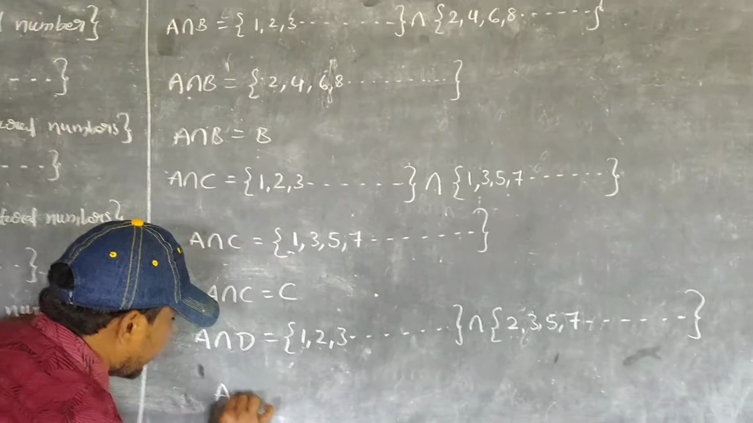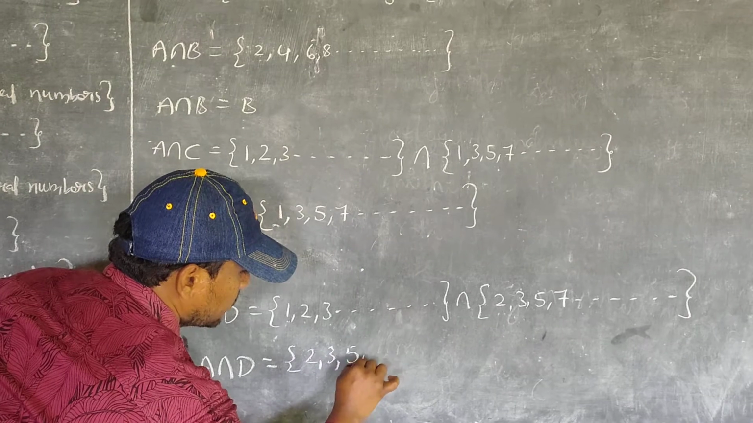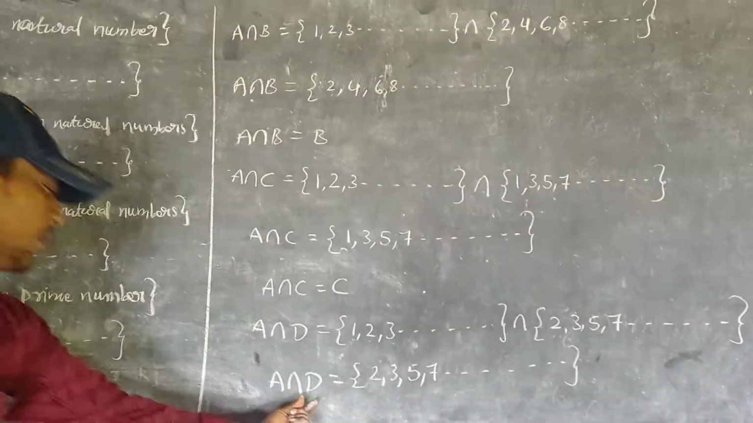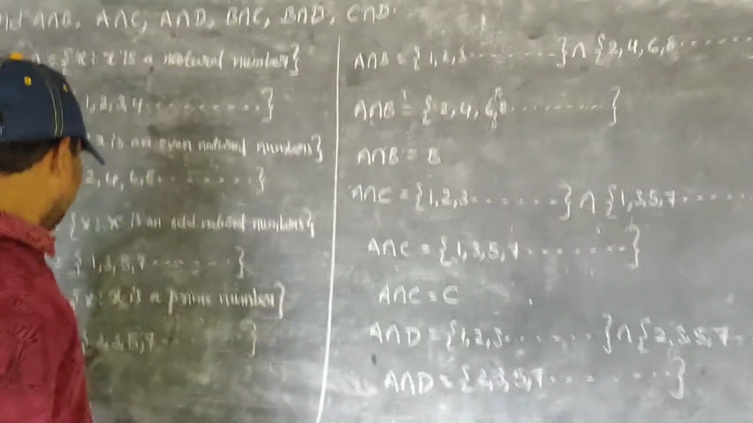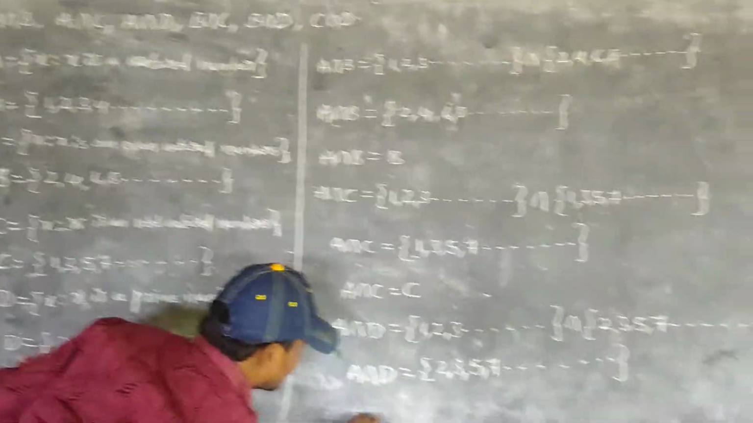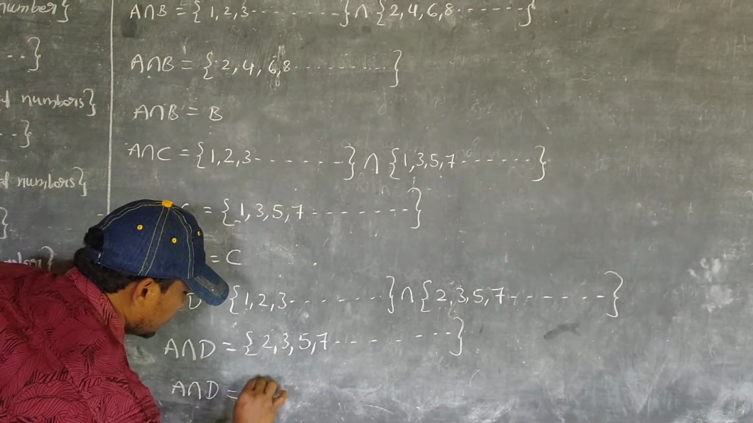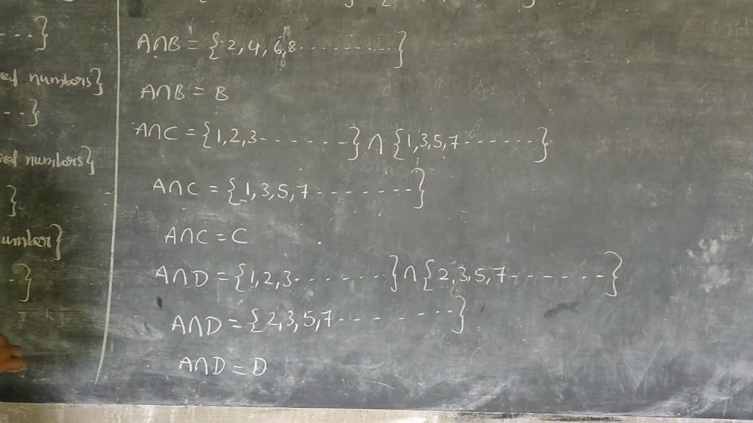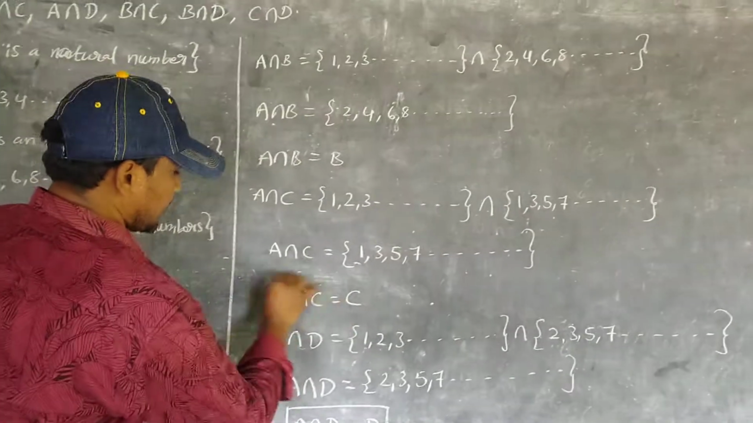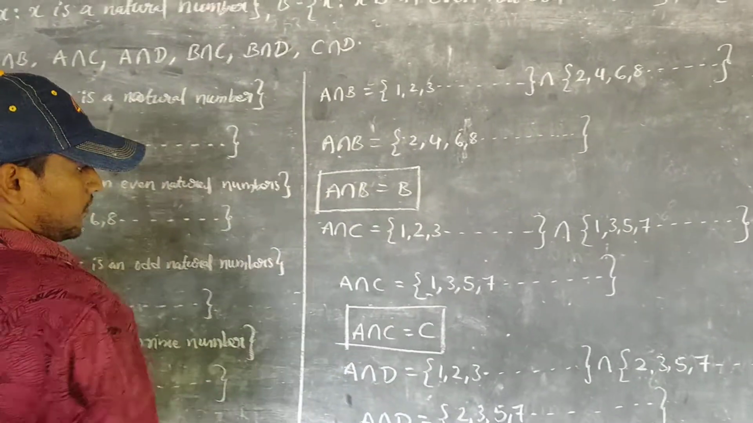Write it: A intersection D is equal to 2, 3, 5, 7 and so on. This is the prime numbers set D. So A intersection D is equal to D. A intersection C is equal to C. A intersection B is equal to B.